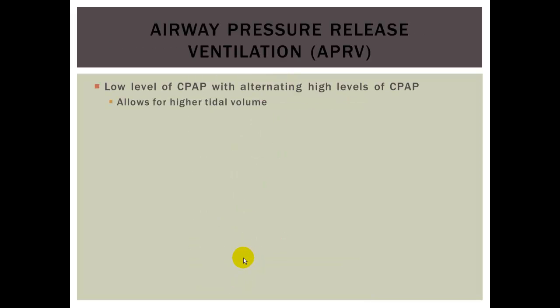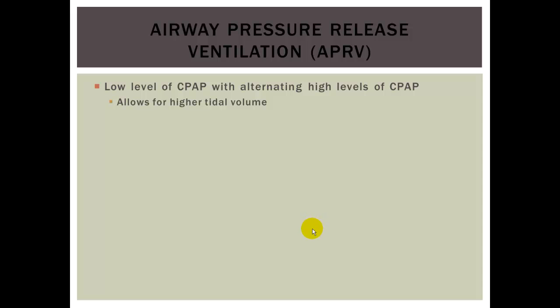Airway pressure release ventilation, or APRV. Low-level CPAP with alternating high levels of CPAP allows for a higher tidal volume. So what this is going to do is give the patient a rest break in between their CPAP cycles. This provides a high amount of continuous airway pressure, and then the pressure will wane off. And then during their next respiratory cycle, it provides more positive pressure as well.